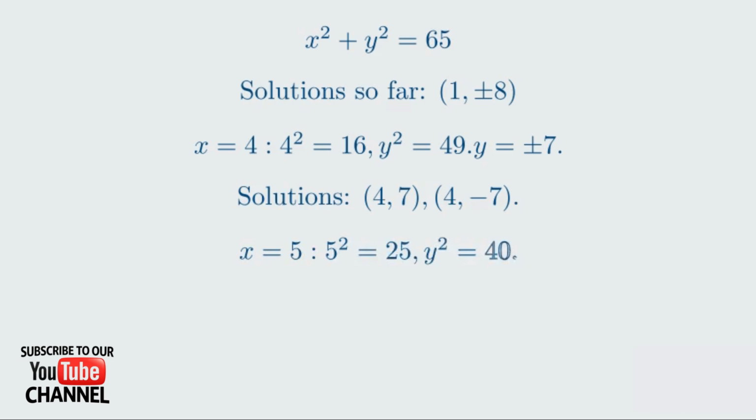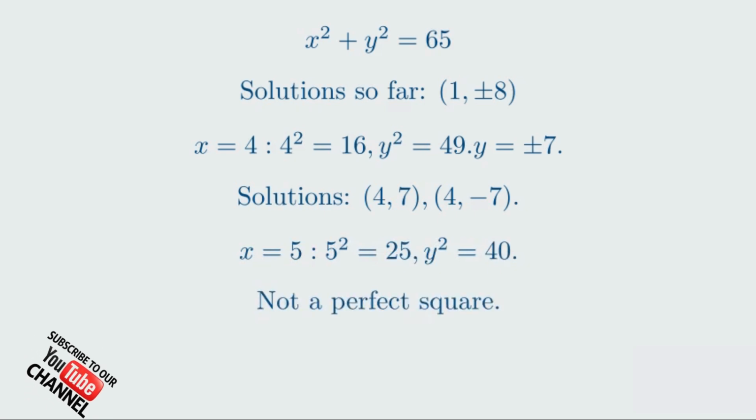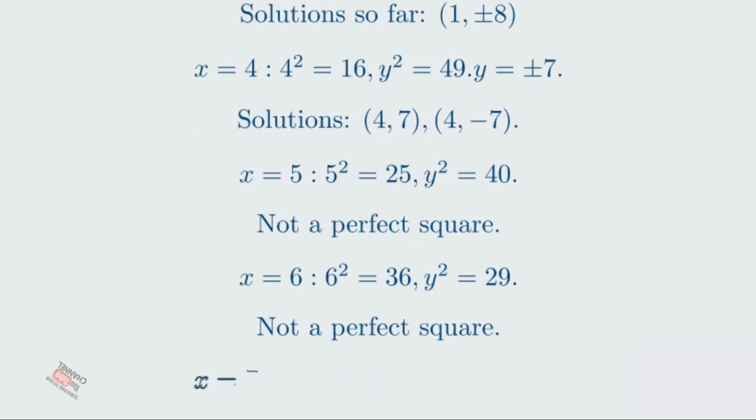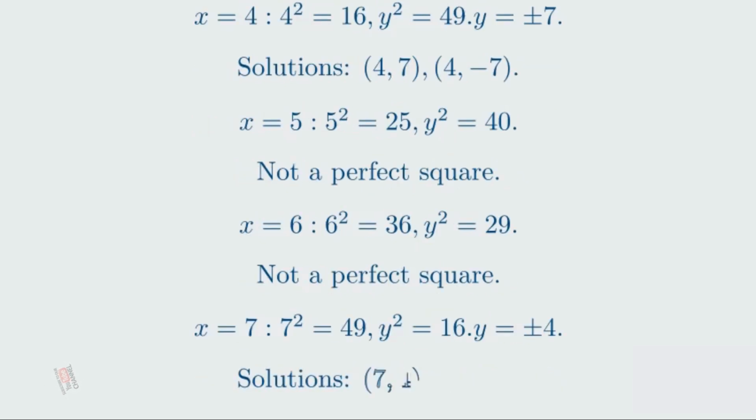If x is 5, x squared is 25. Y squared is 65 minus 25, which is 40. Not a perfect square. If x is 6, x squared is 36. Y squared is 65 minus 36, which is 29. Not a perfect square. If x is 7, x squared is 49. Y squared is 65 minus 49, which is 16. The square root of 16 is 4. So, if x is 7, y is plus or minus 4. Our solutions are (7, 4) and (7, -4).